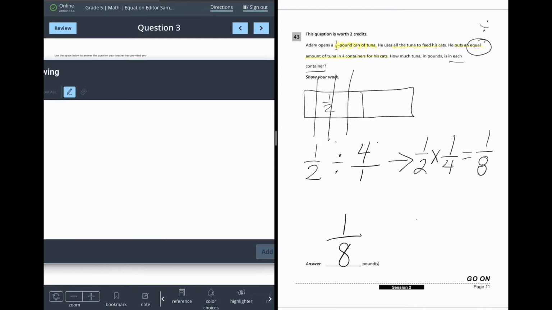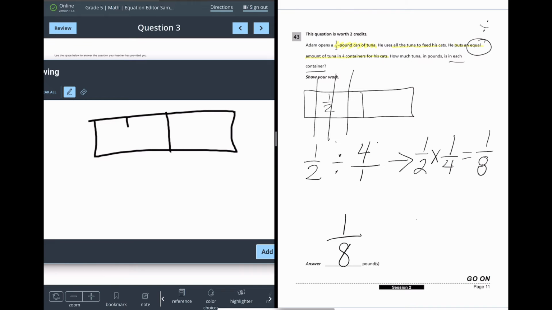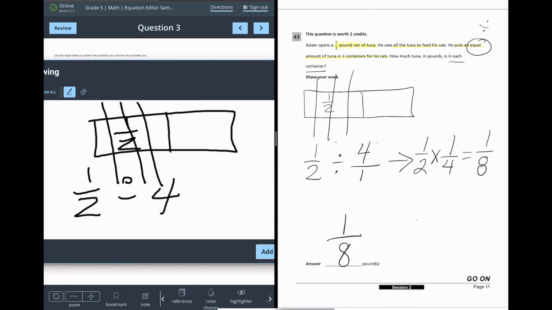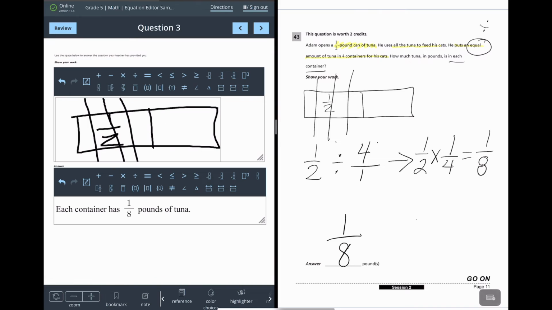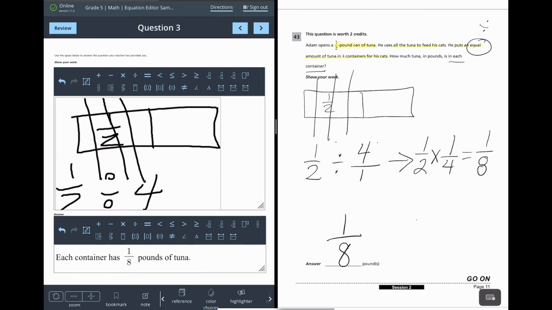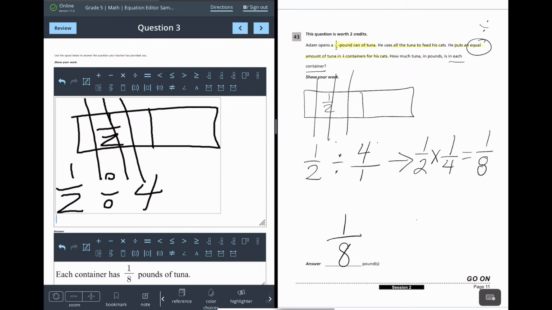All right, so what am I going to show my work with this? I could show my drawing just so they can see how I figured this out, that I have 1/2 and I'm splitting it into 4 pieces. Not easy. Especially because I can't draw it too well. Okay, so not the prettiest picture, but I have it. 1/2 divided by 4.